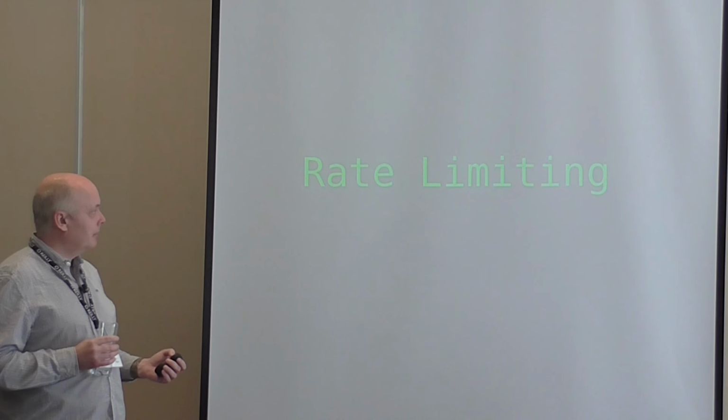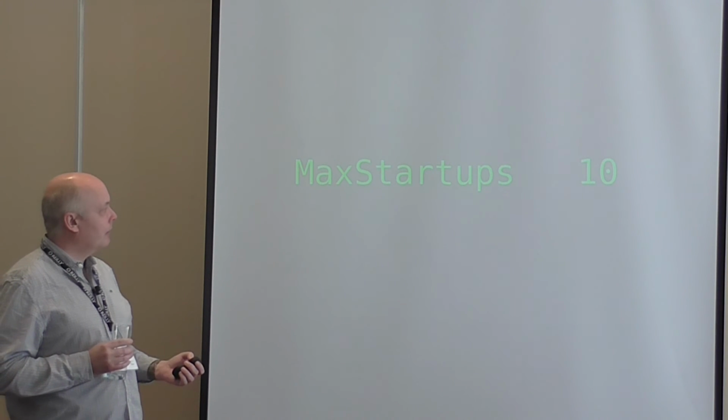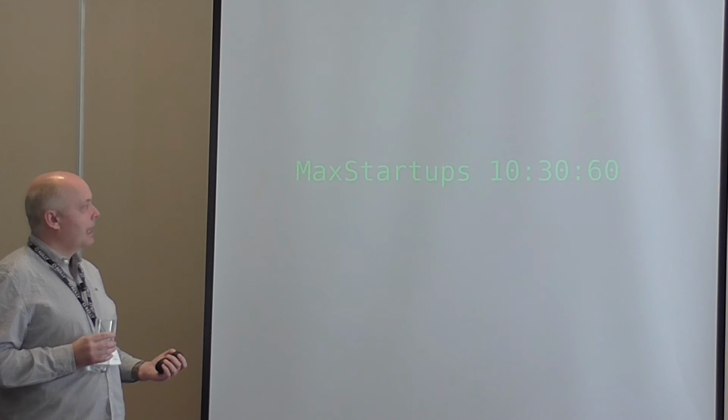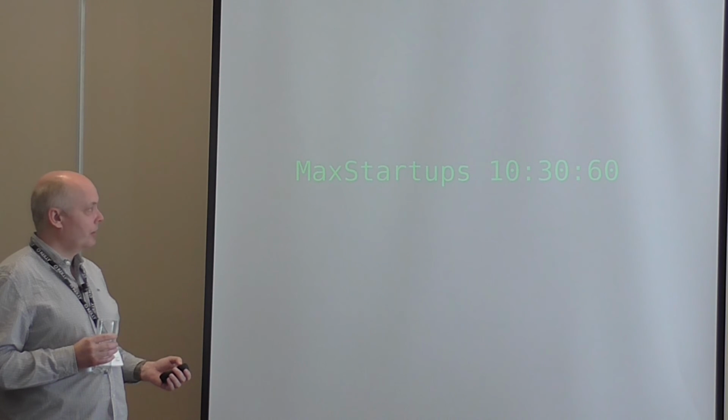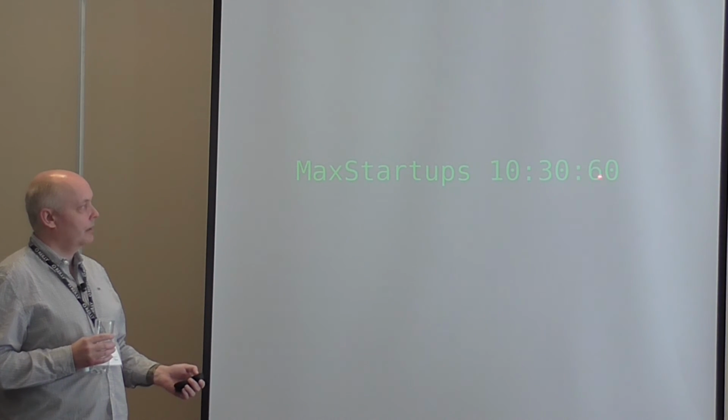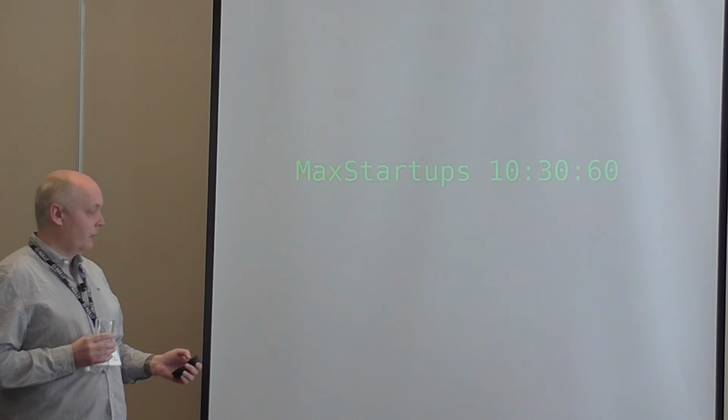You can do some rate limiting, so I'll look at it quickly. In the old days, you could just say that you would only allow 10 unauthenticated connections before it started dropping them. But now you can say that after a certain threshold, you start dropping a certain percentage. And the last value there is when you hit that many unauthenticated connections, you start dropping all of them.